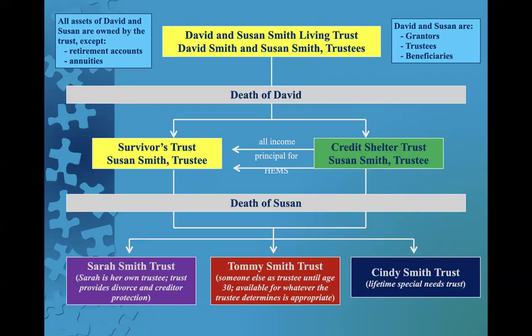So the slide that I have right now, it's just an example. It's a hypothetical couple, David and Susan Smith. So let's say they created a living trust. And so we build the box, we create the trust, and then we transfer all the assets into the trust. And this is really important because if the trust isn't funded, if we don't have everything properly tied to the trust, we're not going to avoid probate, which is the whole point, right?